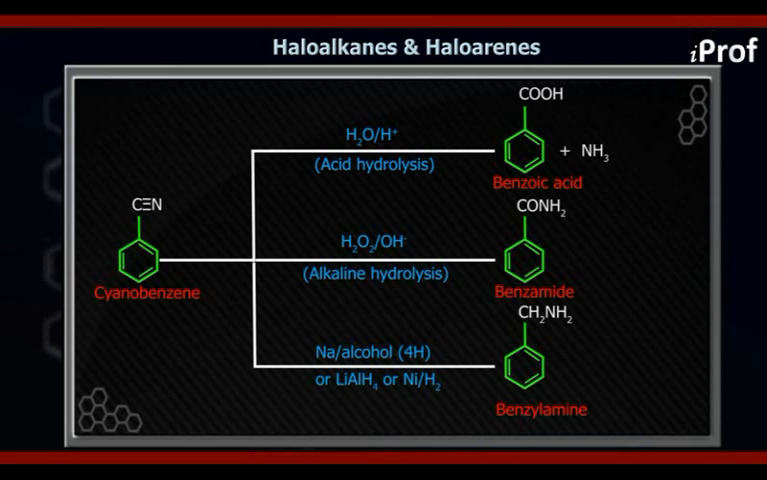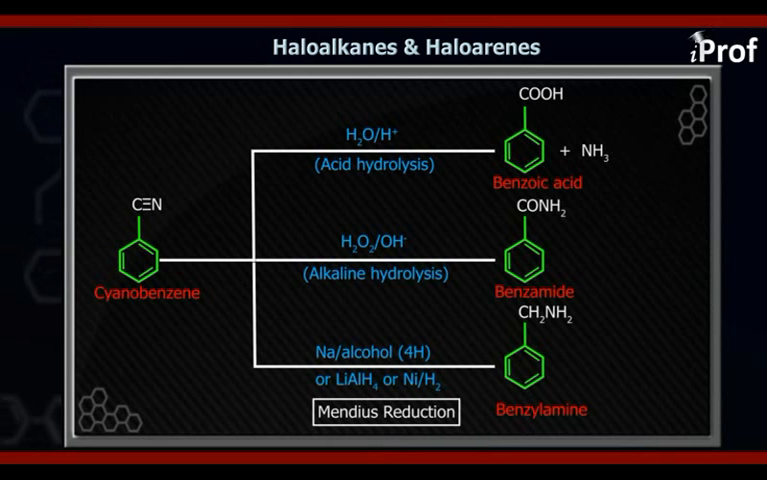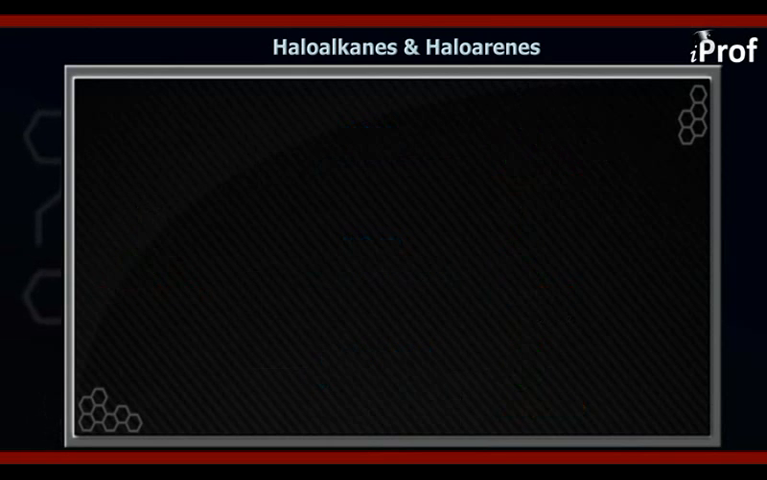So you can clearly see now how useful these cyano compounds are, because they can form carboxylic acids, they can form 1 degree amines, and they can also form amides. Now the reaction of RCN or aryl cyanide with sodium in the presence of ethanol is known as the Mendius reduction.